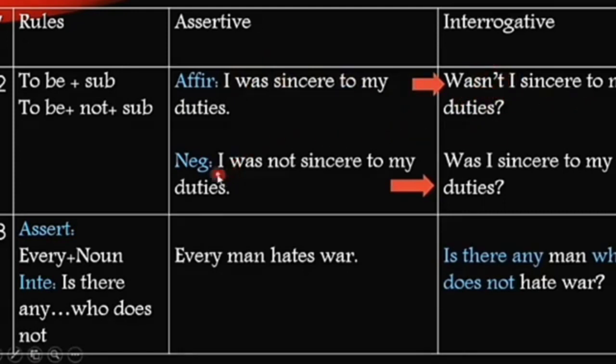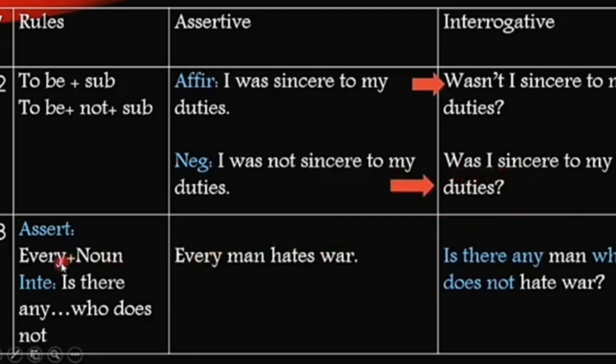But in the next sentence, I was not sincere to my duties. We have an auxiliary verb and we have a "not" with it. So as it is negative in the assertive sentence, the interrogative is not going to be a negative one. It will be an affirmative. So we are not going to take "not" with us when we are changing it into the interrogative one. I was not sincere to my duties will become, was I sincere to my duties?